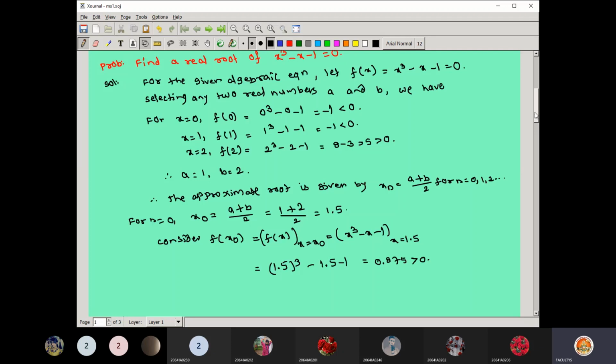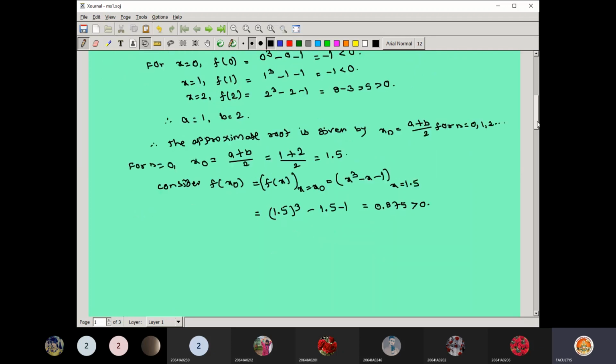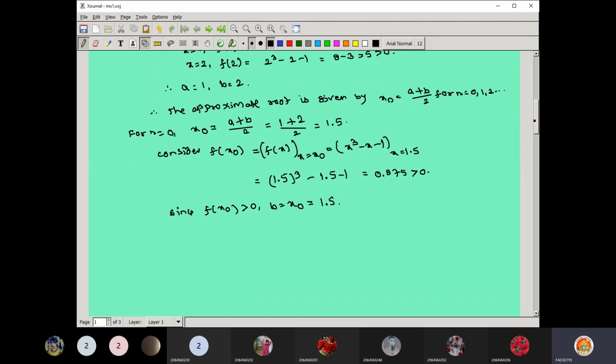Since you are getting greater than 0, as per the procedure, now you make a statement, since f of x naught, that is greater than 0, when it is greater than 0, b is changing. So b equal to x naught. Your x naught value is nothing but 1.5 and there is no change in the a value. Now you directly calculate your next approximate root. Again, I am using the same formula.